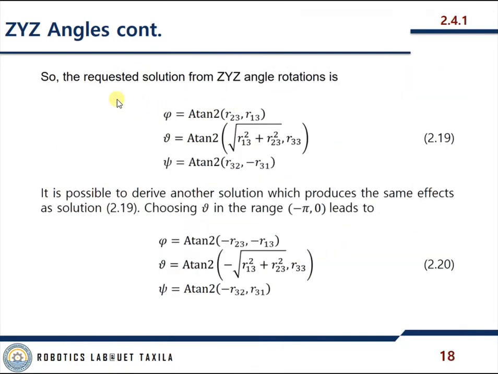Now, the requested solution for the ZYZ angle rotation is this one. It is also possible to derive another solution which produces the same effect as solution 2.19, considering theta in the range of minus pi to 0. This leads to these results. So it would be inverse and the sign would be changed, and here again negative, and here again negative, signs are changed.